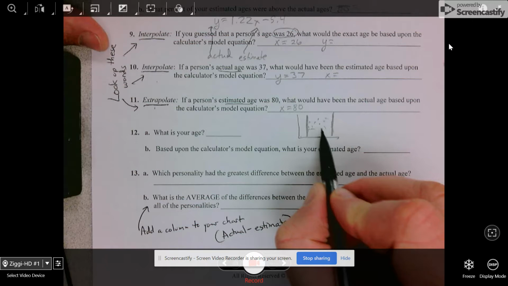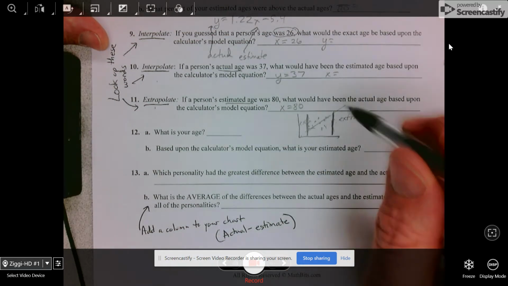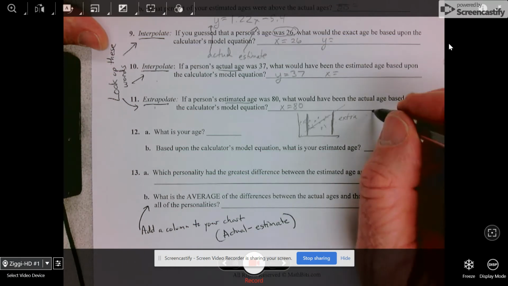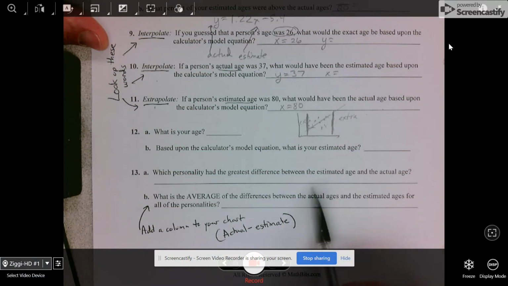Okay, so then you plug your own age in, and you just answer these questions. And the last question, the average difference of the ages, and it says add a column to your chart. I don't care. You can just make a nice little line right here and find the differences.